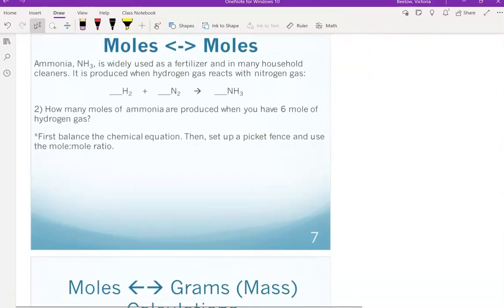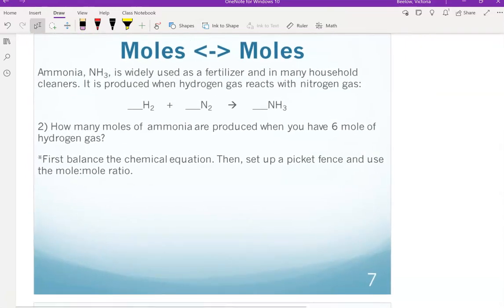Let's do another example. So here's a very applicable one. Ammonia is NH3. Ammonium is NH4 plus, which is the ion of this. Ammonia is very widely used. First of all, it's used in a lot of cleaning products, but it's also used in fertilizer and, of course, household cleaners, like I said. And it is made by combining hydrogen gas with nitrogen gas.